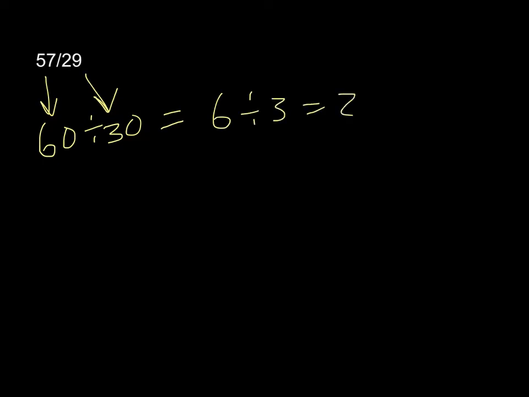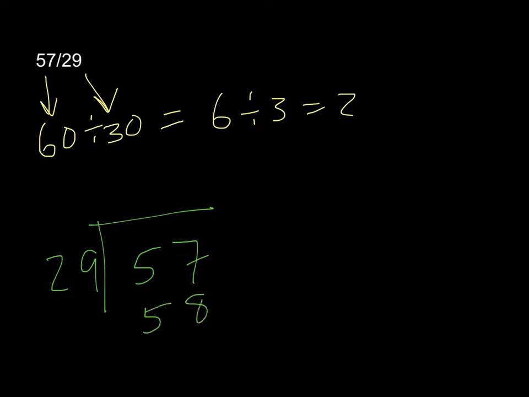57 divided by 29. Now, off the top of my head, I would want to round 57 to 60 and 29 to 30, so that I can do 60 divided by 30, which is the same as 6 divided by 3, which is 2. But when I solve that through here, 57 divided by 29, if I do 29 times 2, it is actually 58. And if I have 57, I cannot subtract 58 from that. So that is not correct.